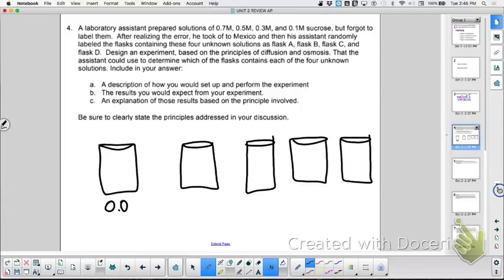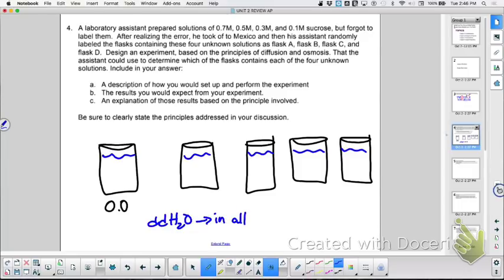No. Yes. Well, yes, but like some of them have sucrose molarities, not all distilled. So wait, you would put sucrose in the beakers? I would put distilled water. Yes. I would put distilled water. That just stands for double distilled water in all of these. Right? Water in all of them. Right? In all.